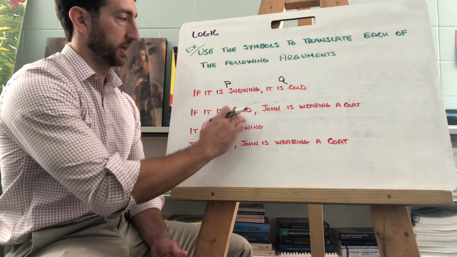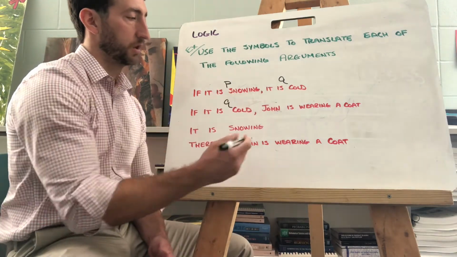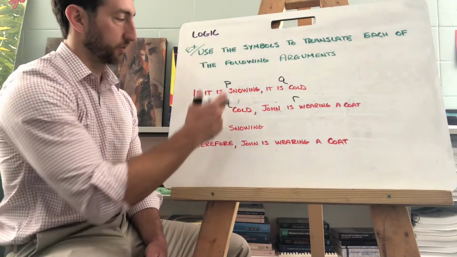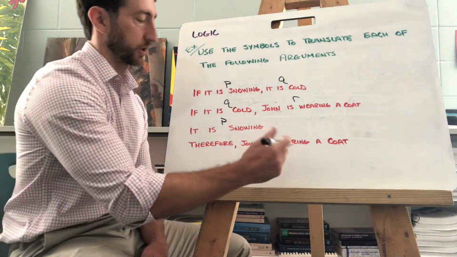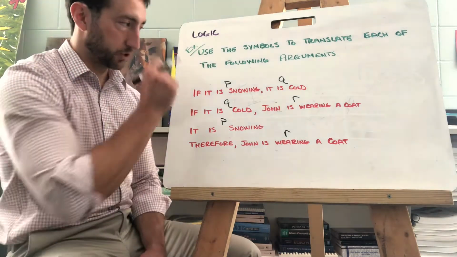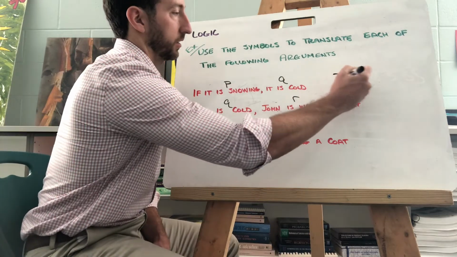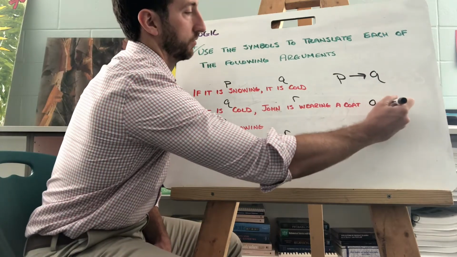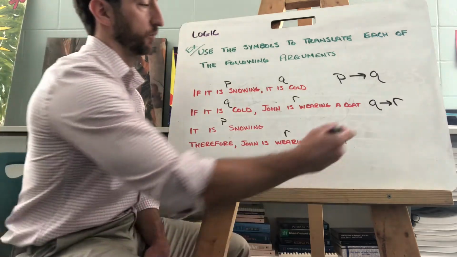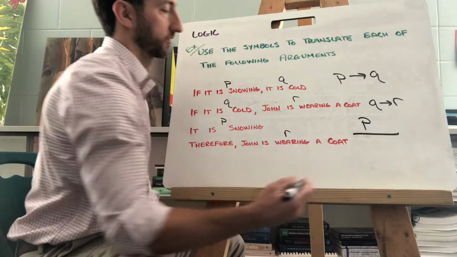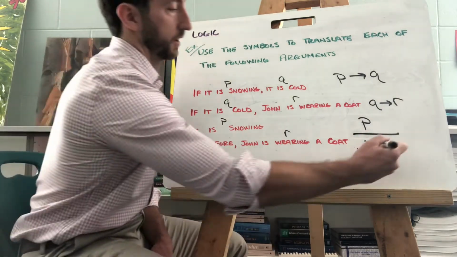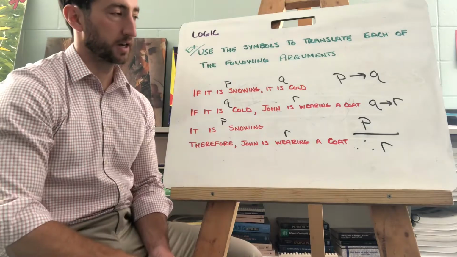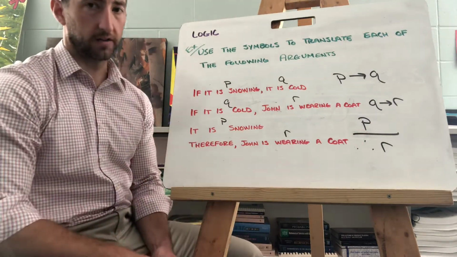And then down here, it is cold is also there, so this is also going to be Q. John is wearing a coat, we'll call that R. And if it is snowing, we already said was P, and then therefore John is wearing a coat, so R. The way that we would write this translated is: if P, then Q. The next sentence says if Q, then R. And then we have P. A lot of times you're going to see a line after this, and then our three dots for therefore R. We'll get more used to this line by line structure, and you'll see this a little bit more in symbolic form.